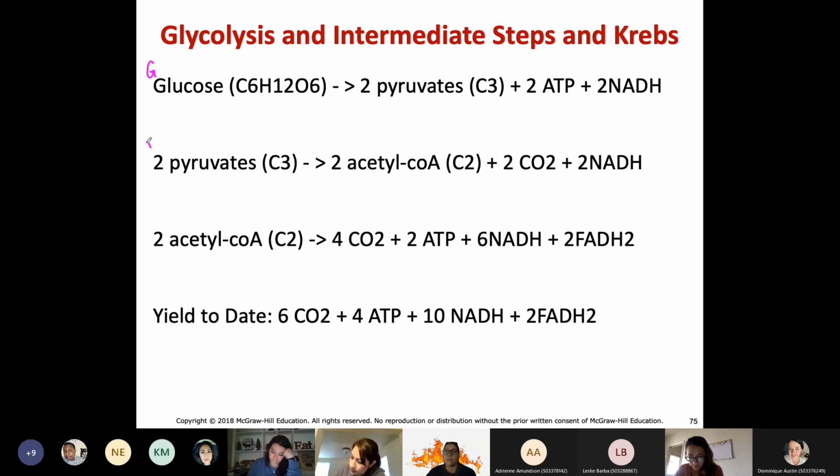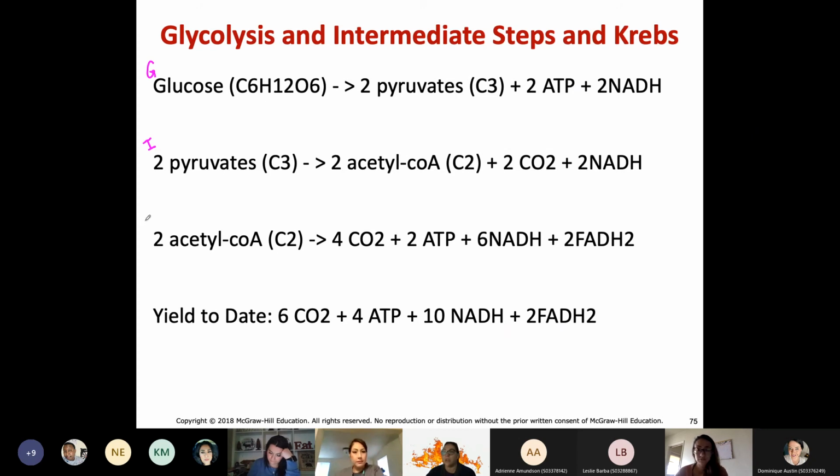Then we performed the intermediate step. The intermediate step took those 2 pyruvates we made up here and turned them into 2 acetyl-CoAs. And we lost 2 carbon dioxides here, but we made 2 taxicabs. All right, if you just stopped here, you literally only made 2 ATPs. So you're like, that's not enough. So here you go, guys.